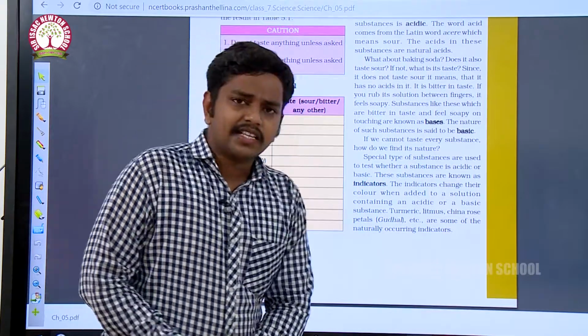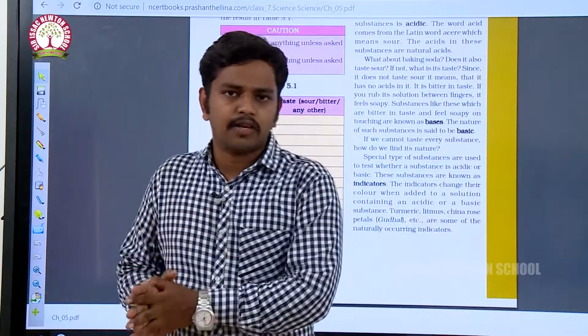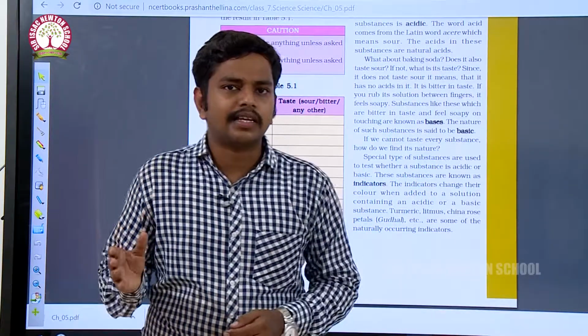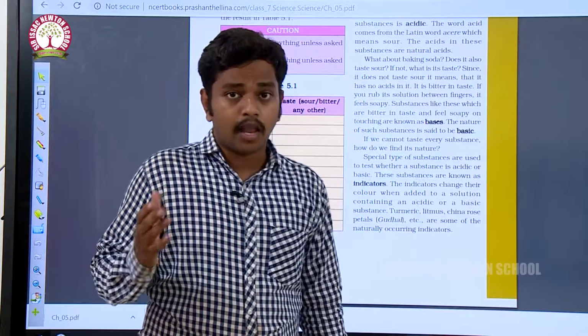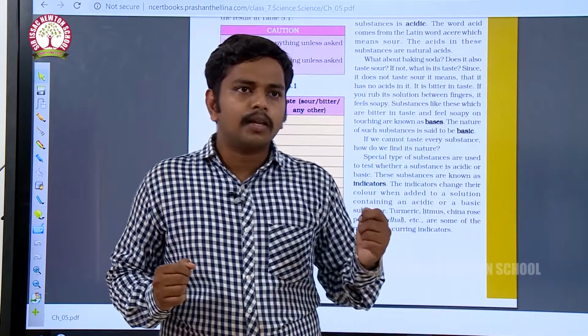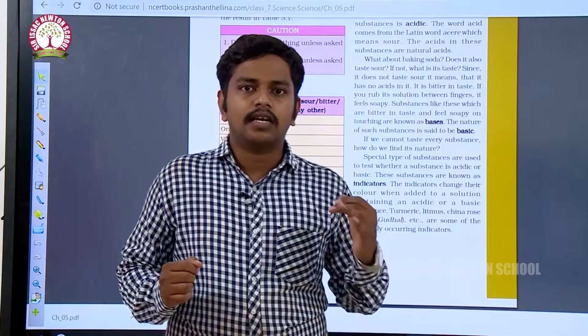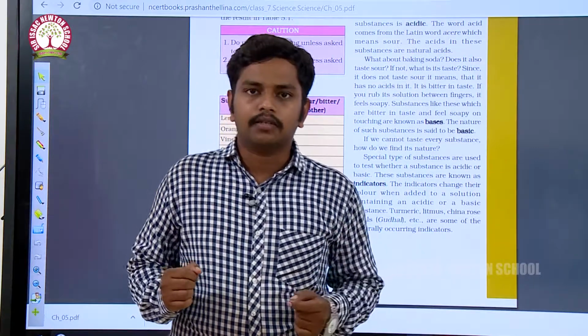There are two types of indicators: naturally available and commercially available. The commercially available indicators are made in chemical laboratories, for example phenolphthalein. And naturally available indicators are litmus, China rose petals and turmeric.